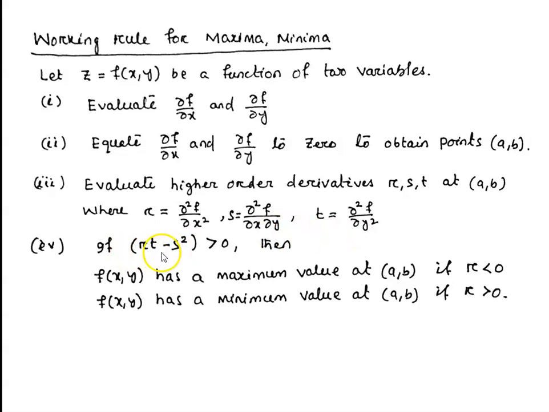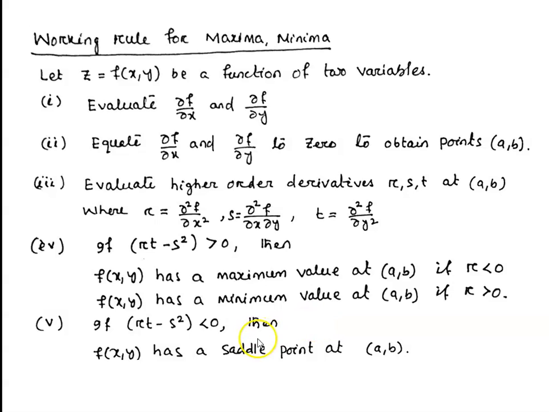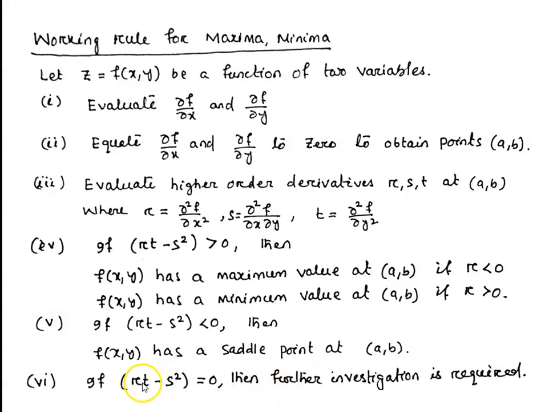Now, if rt minus s square is positive, then the function f(x, y) has a maximum value at that point (a, b) if r is negative, and the function has a minimum value at the point (a, b) if r is positive. If rt minus s square is negative, then the function f(x, y) has a saddle point at that point (a, b). If rt minus s square is 0, then further investigation is required to find out maxima and minima. So this is the working rule for finding maxima and minima of a function of two variables.